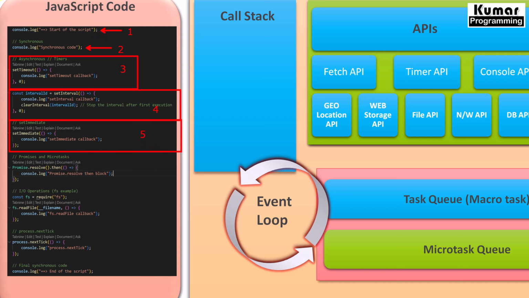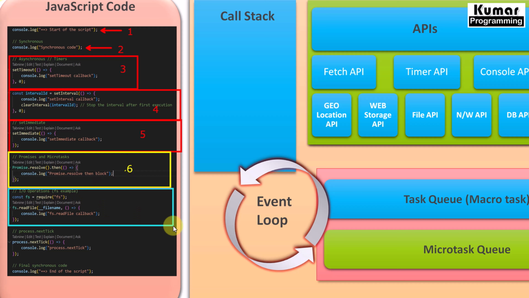So this will go to the API and it will be executed there, but it will go to the micro task queue, right? So I'll mark it as a block number 6. Okay. And then this read file is a callback function. So this is also an asynchronous function, so I'll mark it as a block number 7.